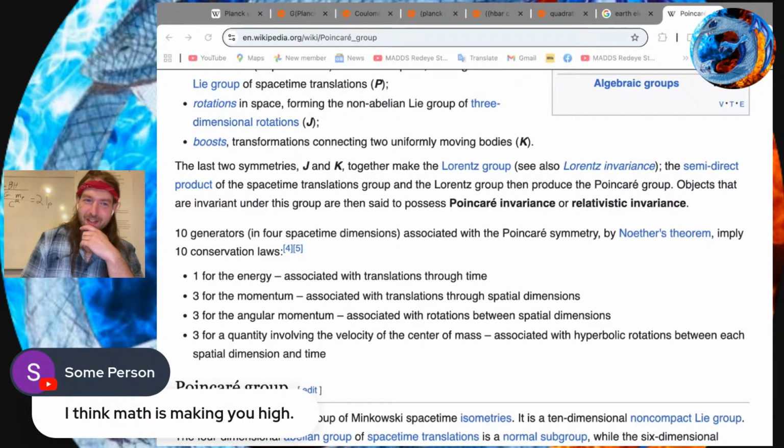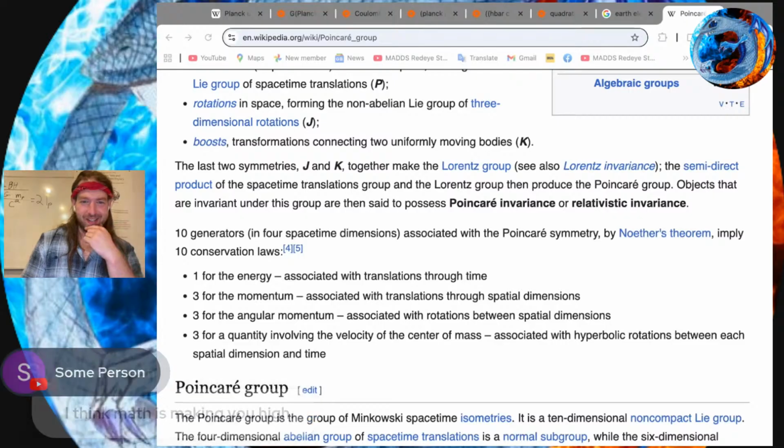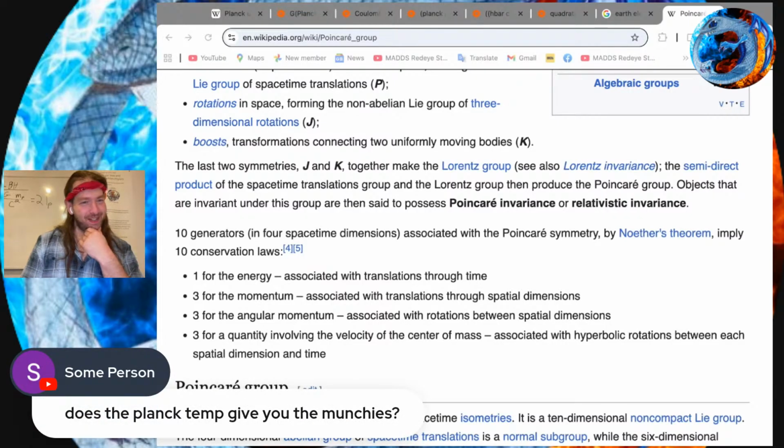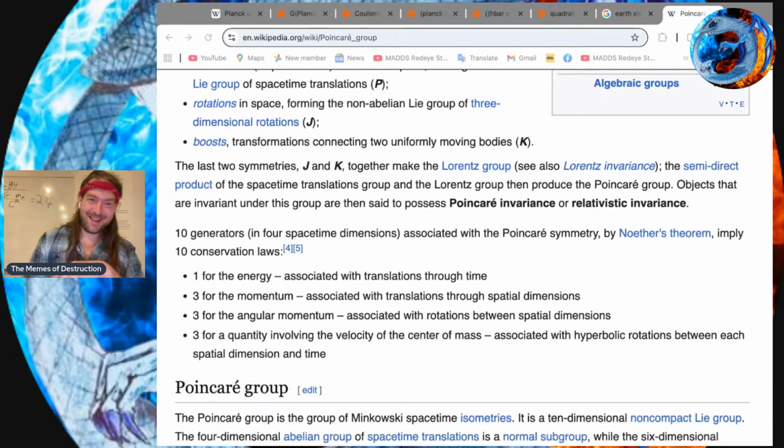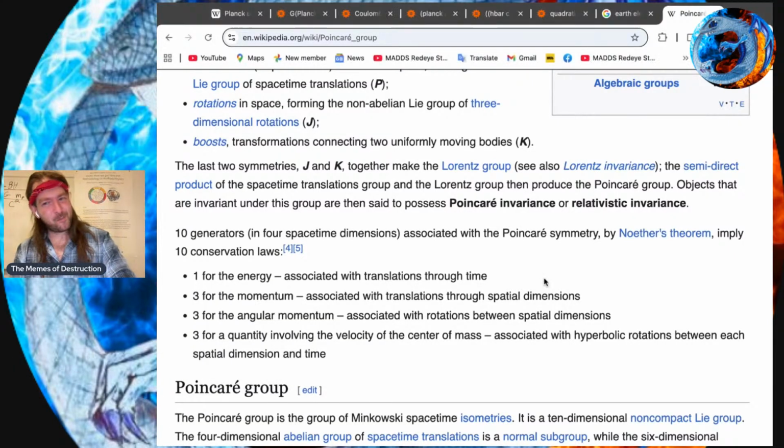Is it math making me high? It could be many things. I'm not going to discount those factors. There's a lot of them. Does Planck temp give me the munchies? I'm pretty sure the temperature itself would make much of those munchies extra tasty, crispy, and by that I mean they'd probably be vaporized.